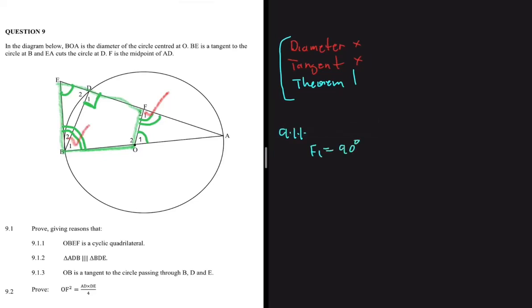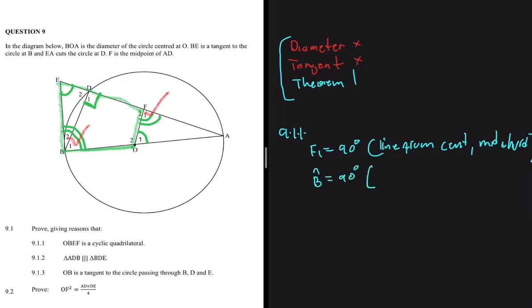Why are we saying so? We have a line from the center to the midpoint of a chord, right? That angle there should be 90 degrees. But then we need angle B to also be equal to 90 degrees. And then we will have proved that OBEF is a cyclic quadrilateral. And indeed, we can say that our angle B is equal to 90 degrees.